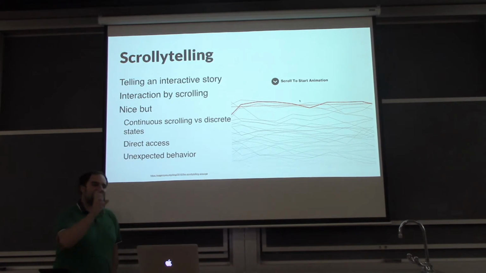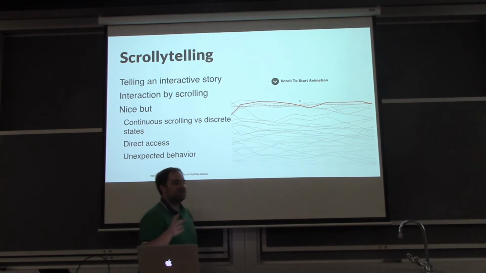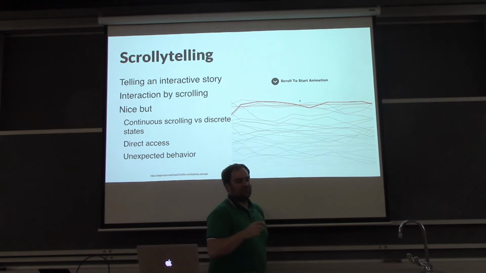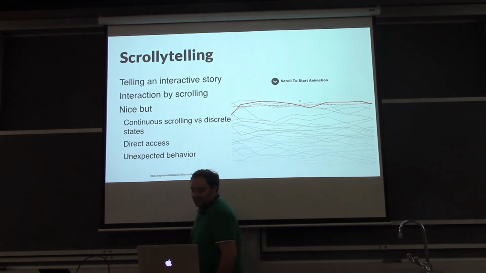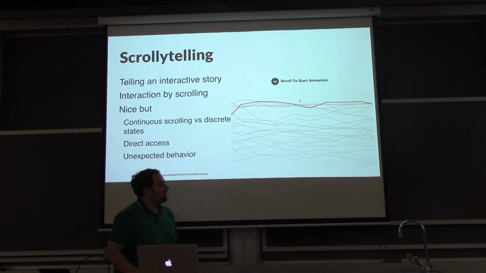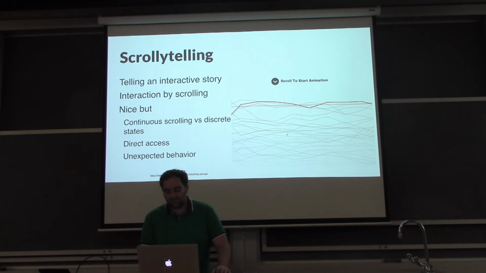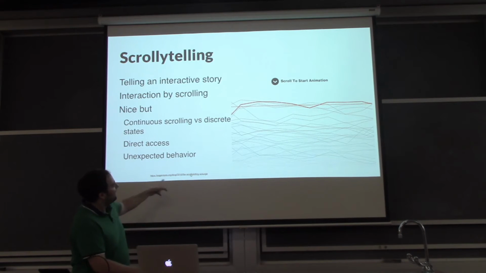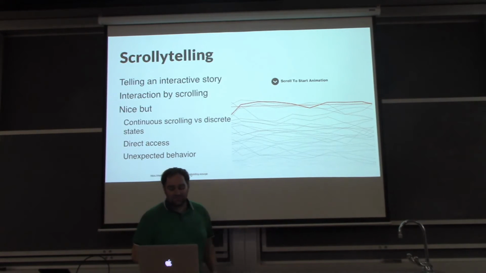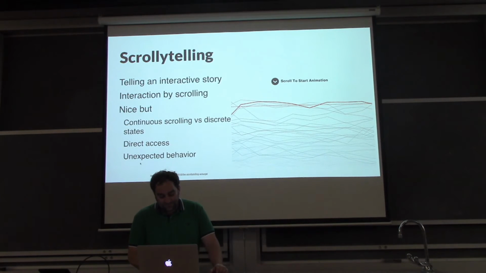Also, if you have buttons and they are labeled nicely, you can make discrete jumps. You can say, okay, I want to go to this particular instance, so you have direct access to any of these views. And sometimes people design scrollytelling interfaces to behave pretty unexpectedly. If you want to read a rant about scrollytelling, you can go to this blog post here.